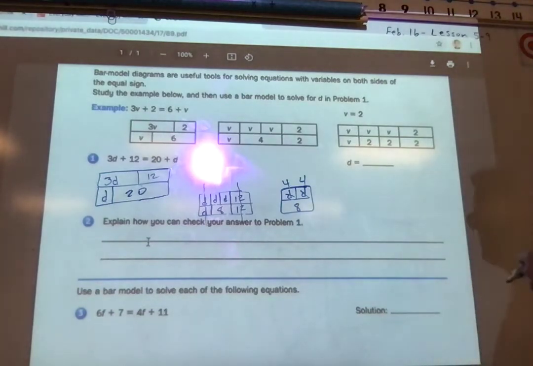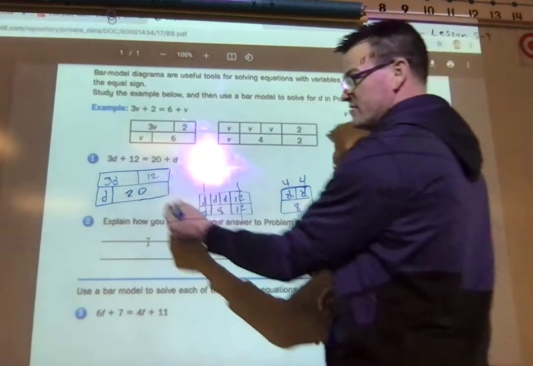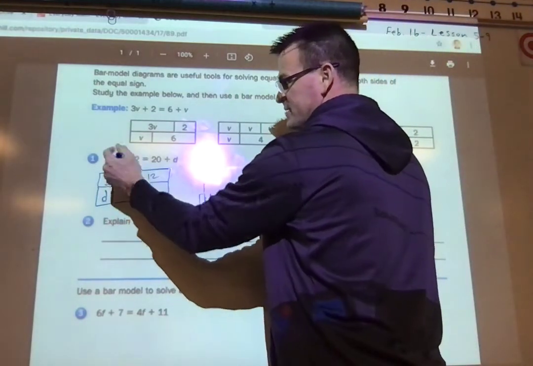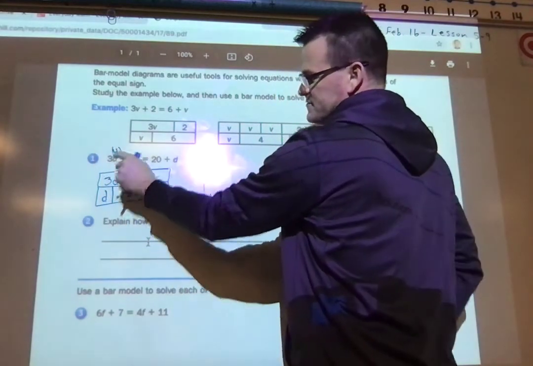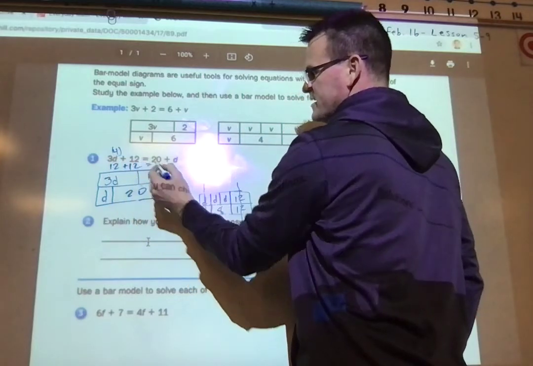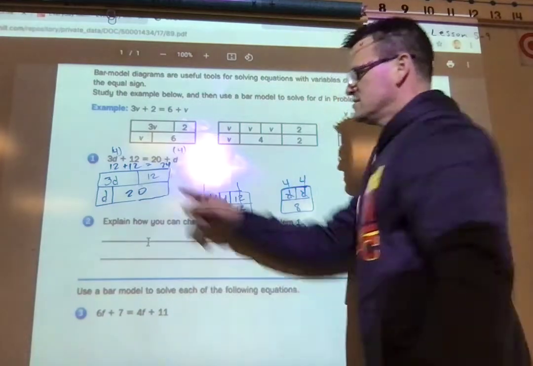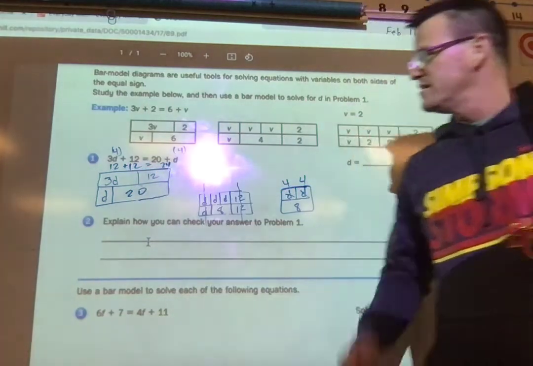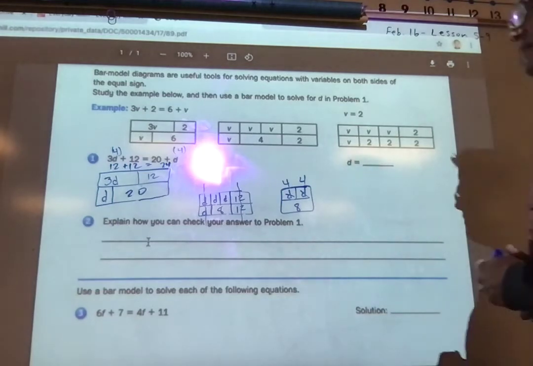And to make this true, if D equals 4, I can substitute in and go back to the original if I need to, either on here or up here. But we say D equals 4. Let's check it out. 3 times 4 is 12, plus 12, and I plug it in over here. D is 4. 20 plus 4 is 24. Well, 12 plus 12 does equal 24. Okay, so both sides are equal when D equals 4. So I've solved that D equals 4.